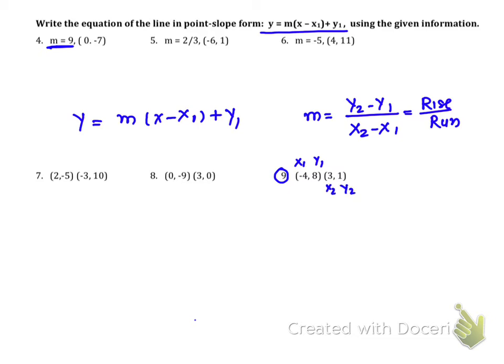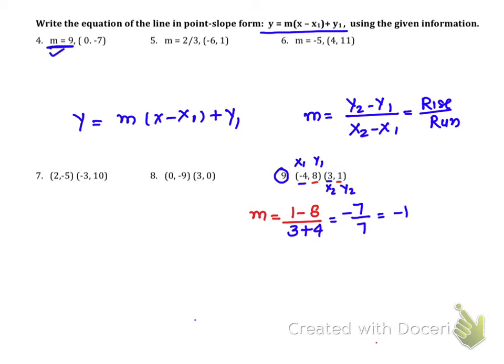So I'll just first calculate my m, and m is what? I could do 1 minus 8. I just took the difference between y values, this minus this, over, then I would take the difference between x value, this minus this. So that is going to be 3 plus 4. All right, and when I do that, I get -7, and 3 plus 4 is 7, and that's again -1. So my slope is -1.